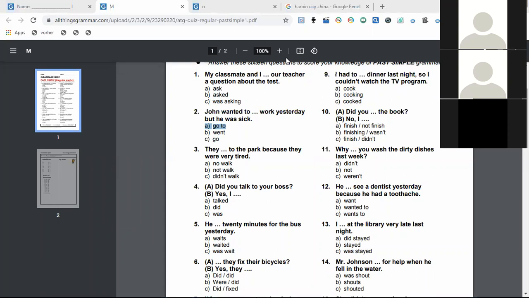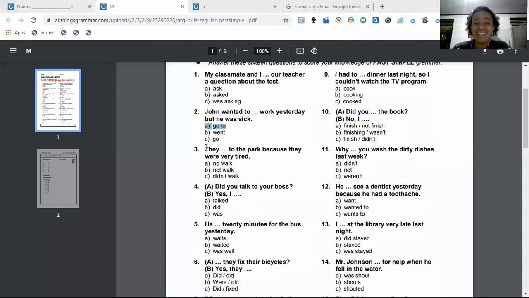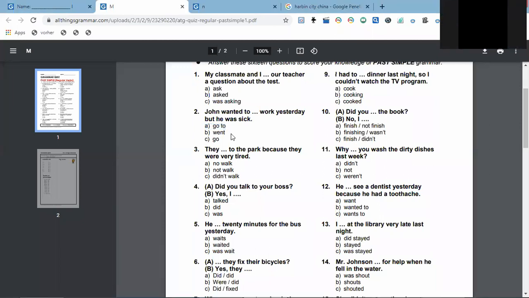I remember it's named to something. To what? To infinitive. What is it? To infinitive. Yes, to infinitive. Yeah, good, very good.